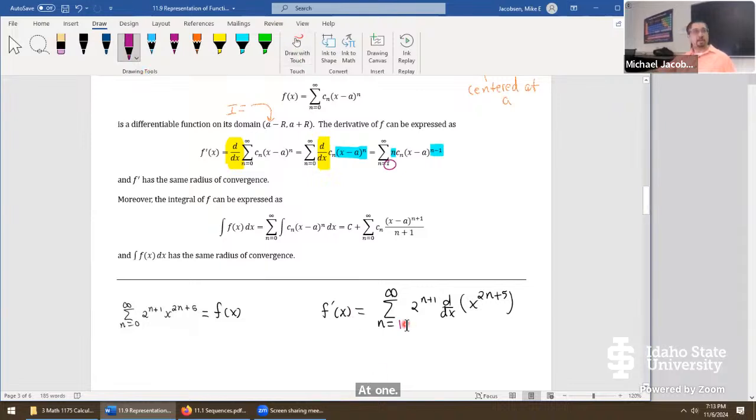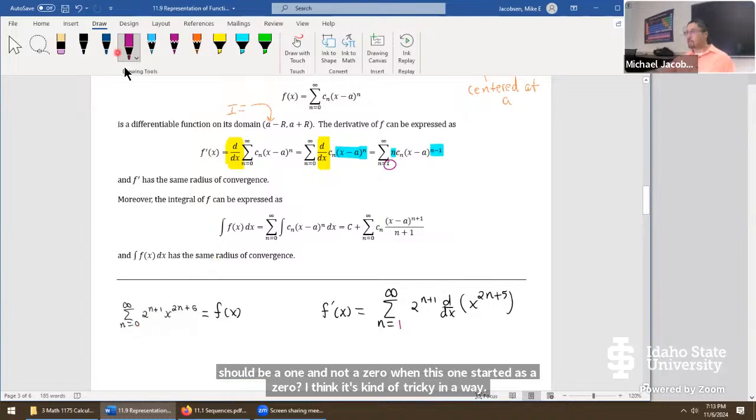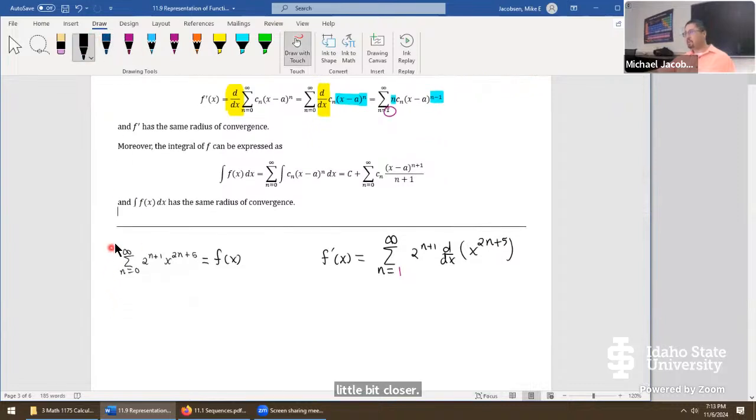Does that make sense, though? Do people see why that should be a 1 and not a 0 when this one started as a 0? I think it's kind of tricky in a way. It's worth investigating. Let's take a look at this a little bit closer. This is our power series, but it's just a huge abstract object, really, right? You can make it more concrete by saying f of x. Our author does this often in the reading. It's equal to, plug in 0 first. You'll get 2 to the power of 1, which is 2.